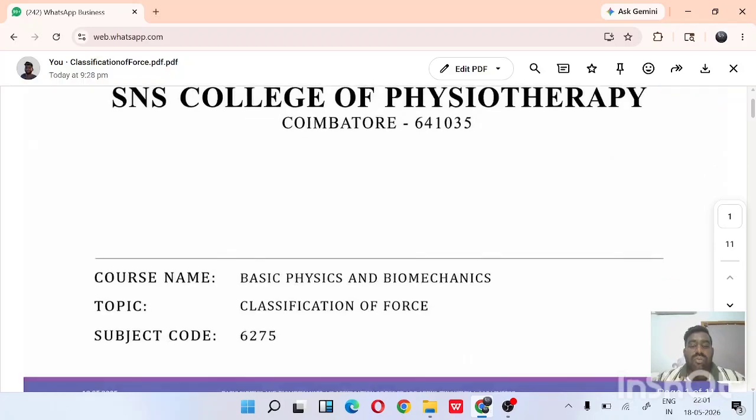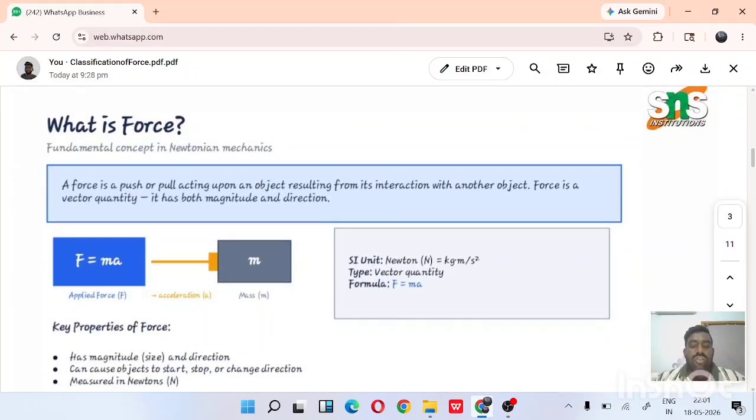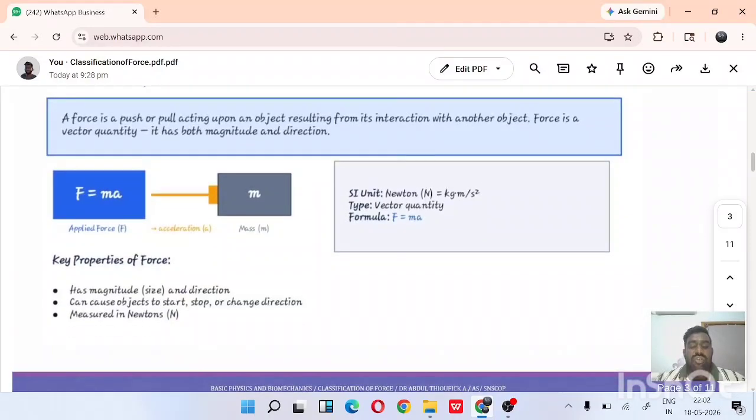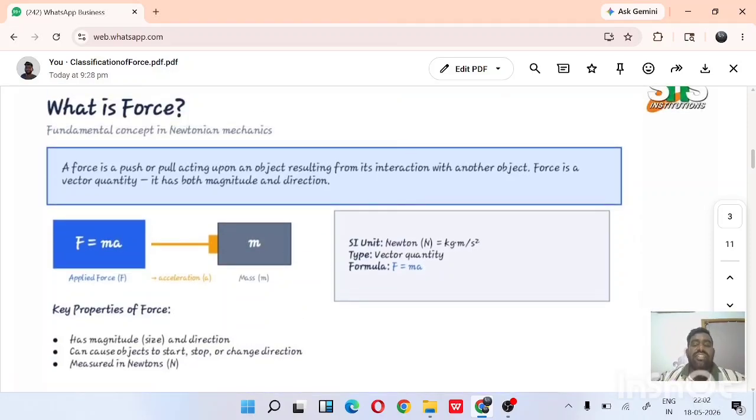Force is one of the most important concepts in biomechanics, physiotherapy, sports science, and rehabilitation. Every movement in the human body involves force acting internally and externally. In this video, we'll understand what force is, the different classifications of force, examples from the human body, and clinical importance in physiotherapy and sports rehab. So let's begin.